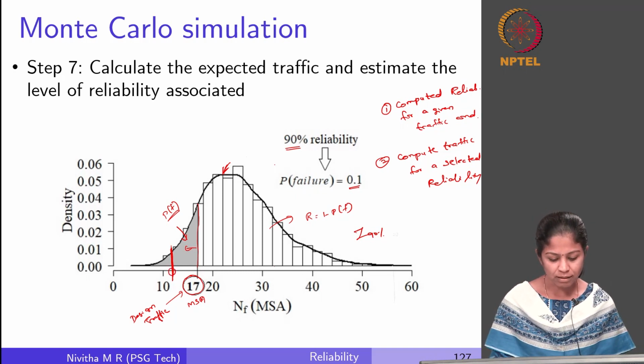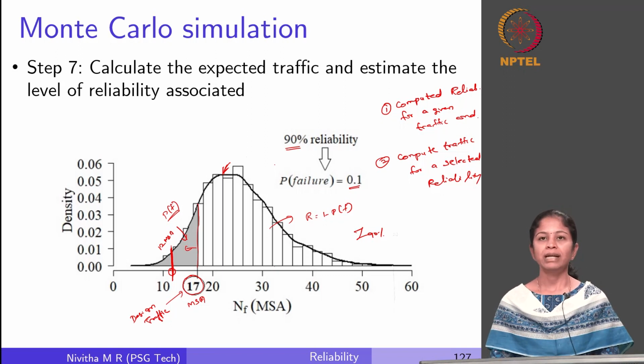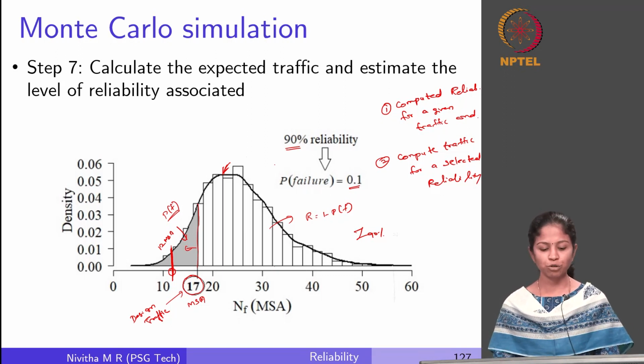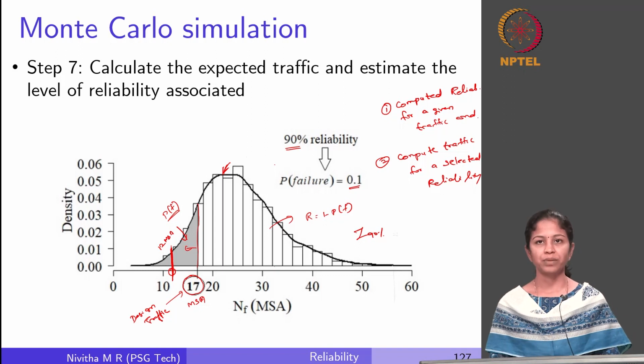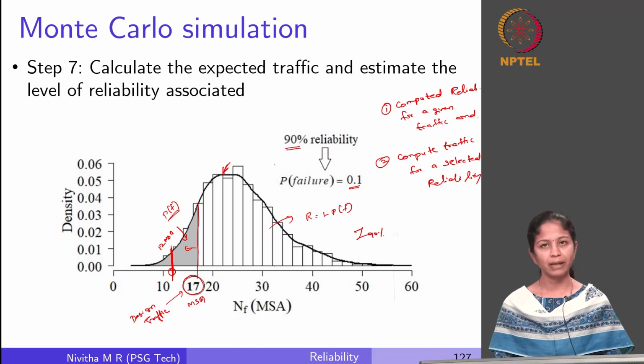So what is the traffic corresponding to this? Maybe around 12 MSA, right. So this is the traffic corresponding to 90% reliability. If I want 90% reliability, my expected traffic in the field should be 12 MSA or lesser, right. So this is how we use this information to compute the traffic level for a selected reliability.